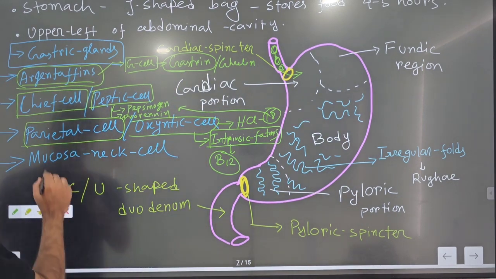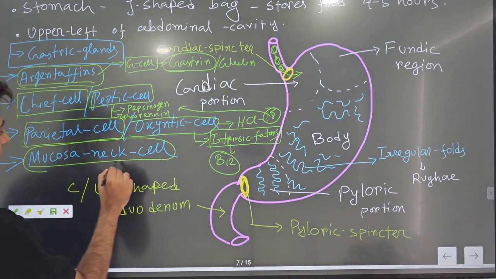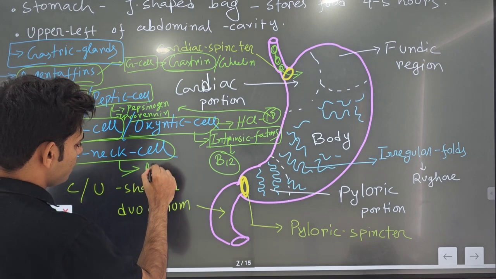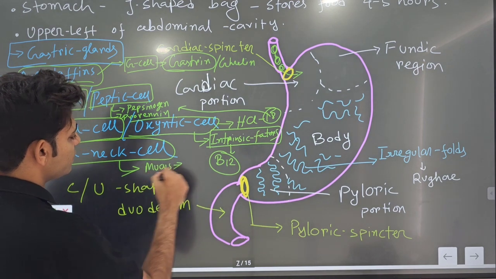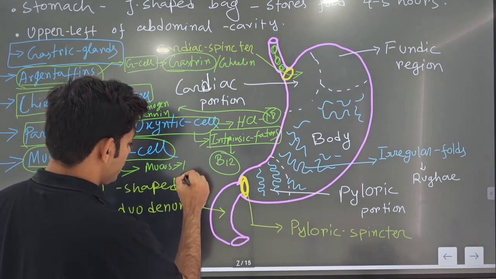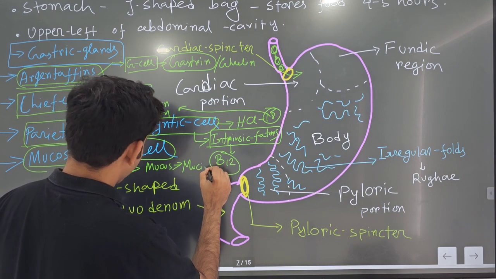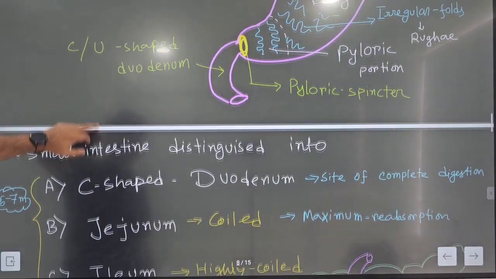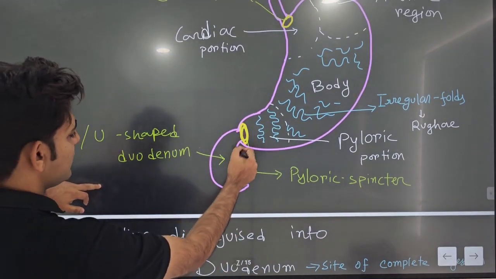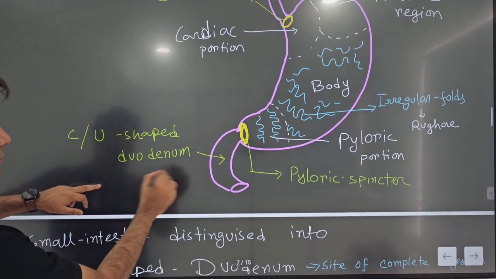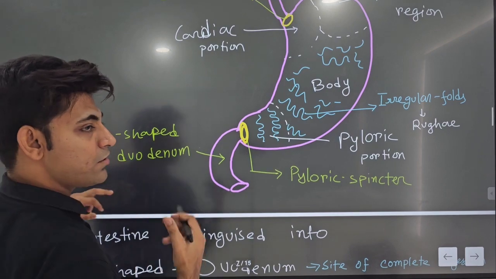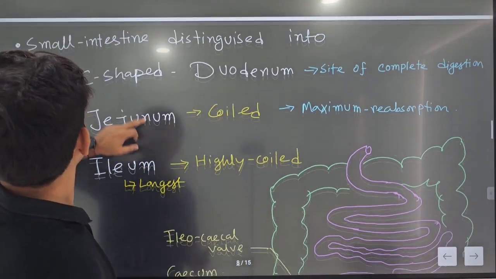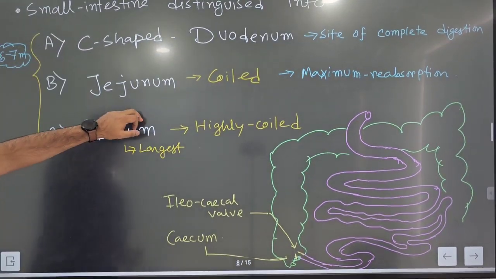Now the mucosa neck cell will be releasing mucus, and this mucus is rich in the alkaline protein mucin. So that was about the stomach. Now the stomach will enter into the C or U-shaped structure called the duodenum, the first part of the small intestine. Now let's talk about the small intestine.